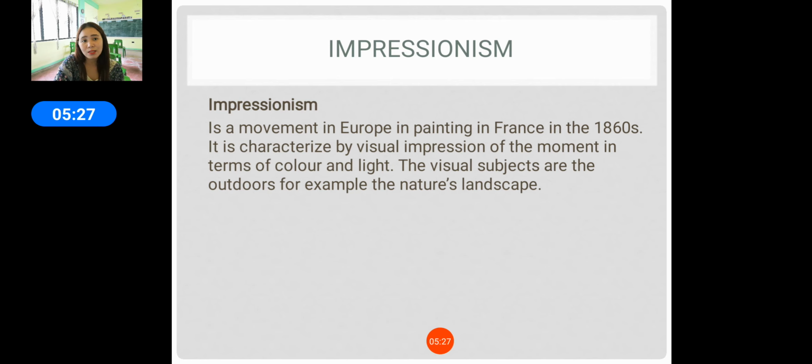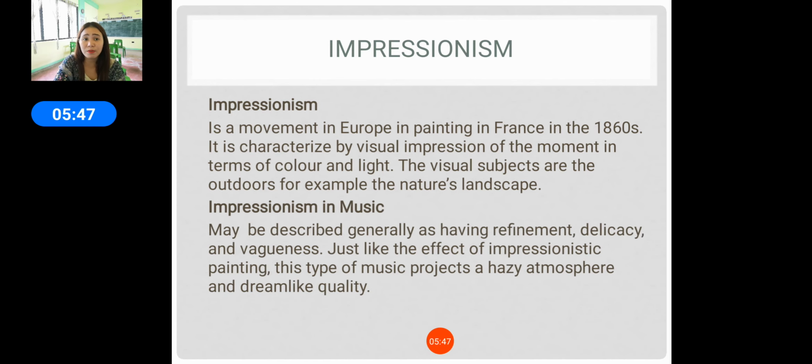Why do we think so? Because, for example, the nature's landscape. And some of the art before had a person as their subject. That would be a subject, or else a celestial being.